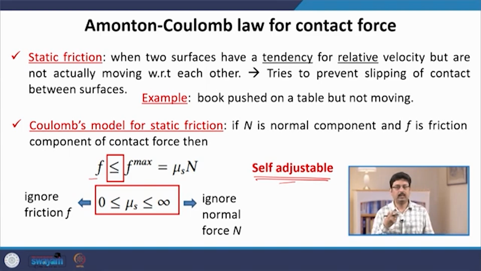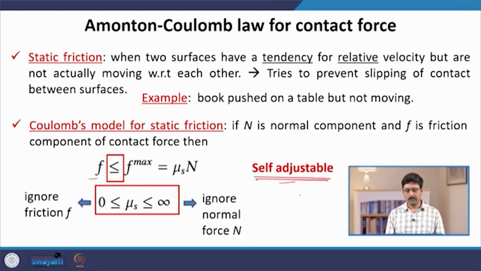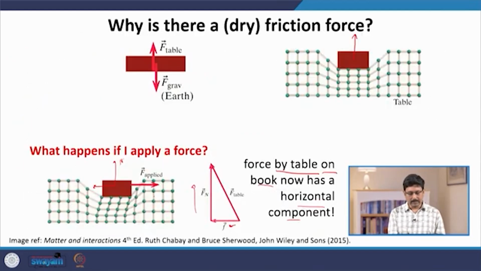This is a reality. You cannot ignore the fact. This is also consistent with our experience, as we shall show in an example. Now, what about the direction? The direction of friction is given by the fact that it opposes the relative motion between surfaces. This comes from our physical picture, that this friction, the horizontal force, is that aspect of the contact force which is trying to remove this deformation.